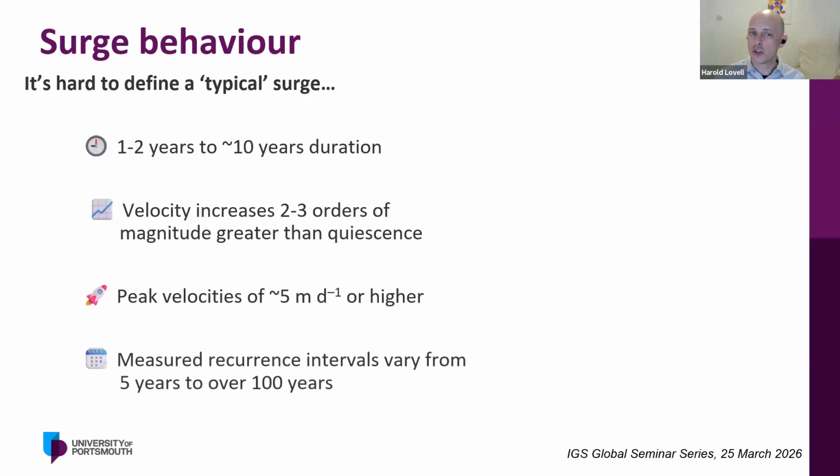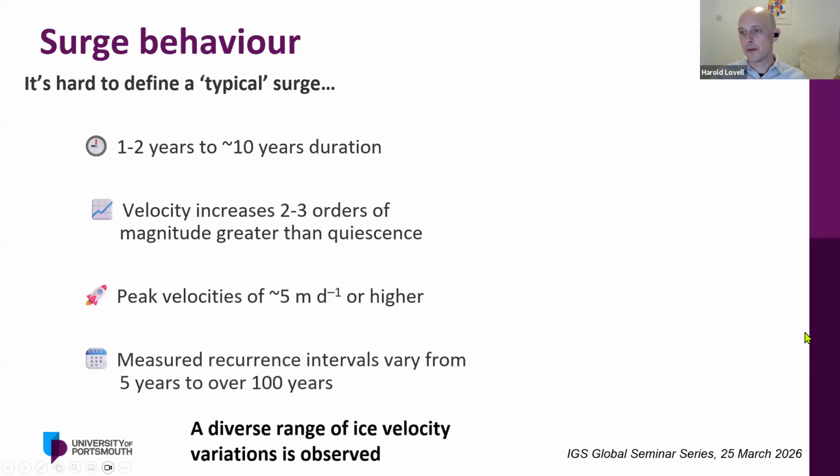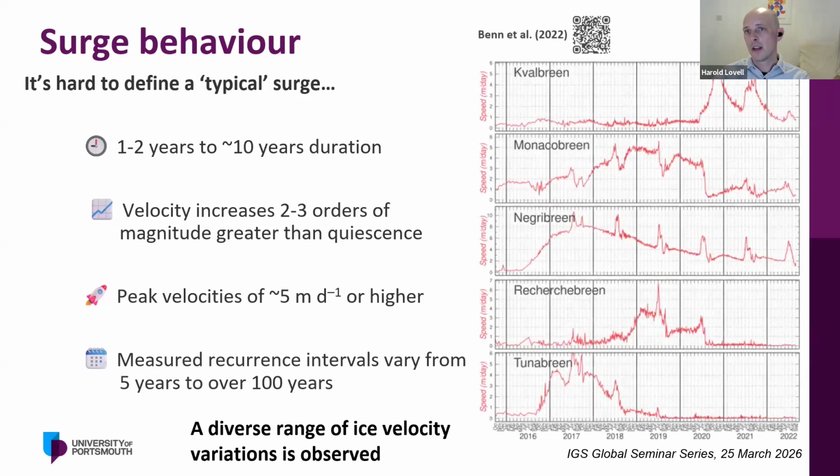And where we do get surges occurring again and again in the same glaciers, that recurrence interval can be anywhere from 5 years to well over 100 years. So quite a lot of diversity within those examples there, but we see a huge amount of diversity globally and even regionally.